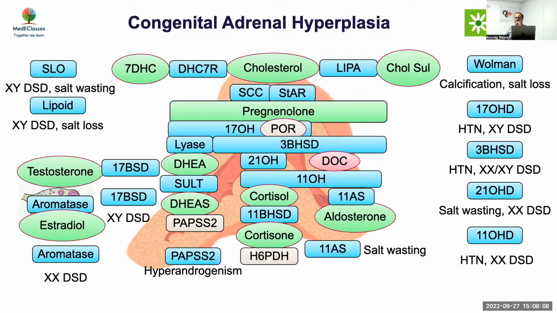Cortisol conversion will not happen. Because why? Because of NADPH. They are the major source of NADPH, which is the electron donor, so you will not be able to produce cortisol. So what will happen? ACTH will increase, causing predominantly hyperandrogenism. This is known as apparent cortisone reductase defect. So the H6PDH defect will have hyperandrogenism.